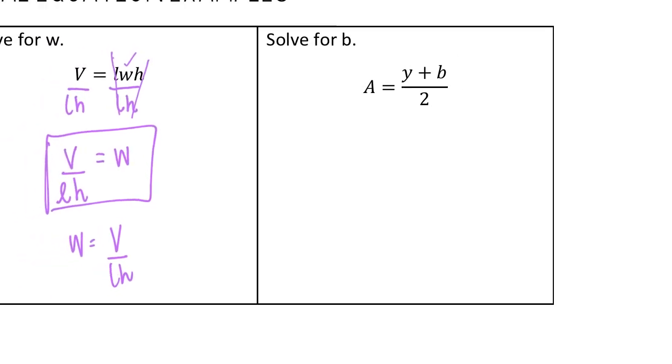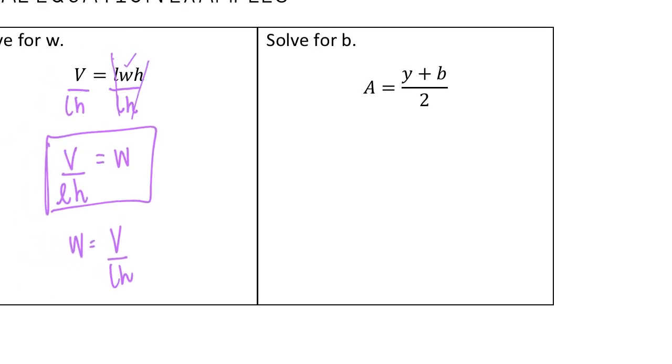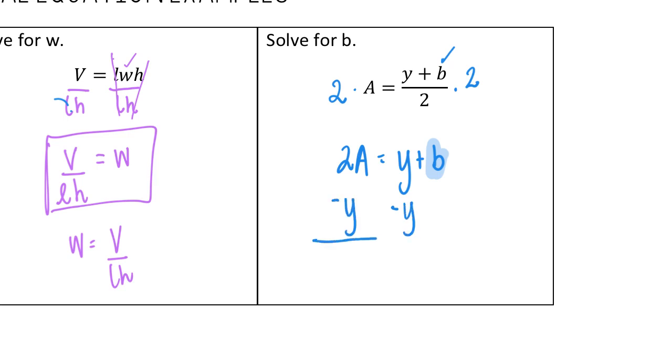This one, we're solving for b. When we solve for b in this problem, you'll notice that it's in the numerator and it is being added with y. However, we cannot subtract y first. We have to get rid of this denominator of 2 by multiplying. In our final step, we're still trying to get b alone. Think to yourself, how are b and y separated? They're separated by addition. So to get the y to the other side, we're going to subtract. So we get b equals 2a minus y.